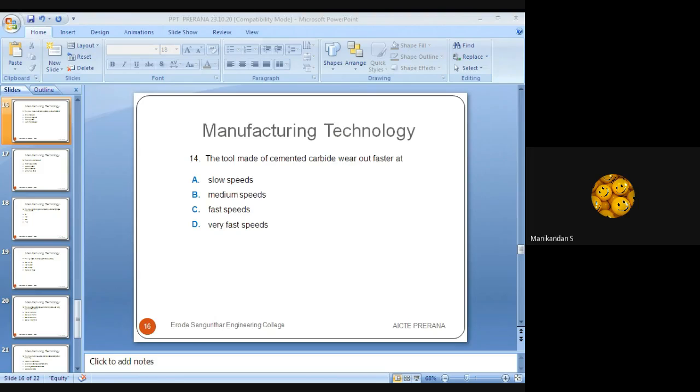As well, the friction will be less at high speed also. So that's why we tell powder metallurgy technique. At slow cutting, the heat generation is too high, so the metal removal rate is also very high. So the correct one is: the tool made of cemented carbide wears out faster at slow speeds. Okay, that's the exact answer.